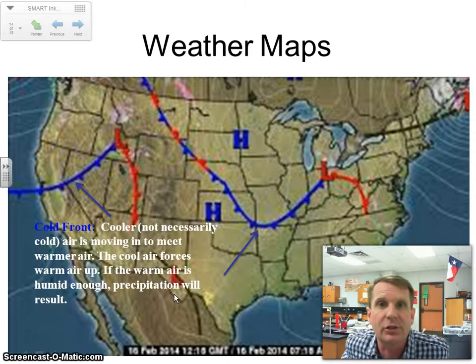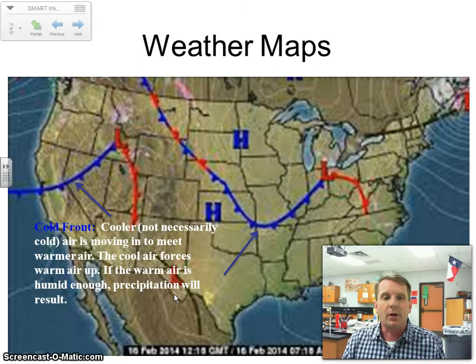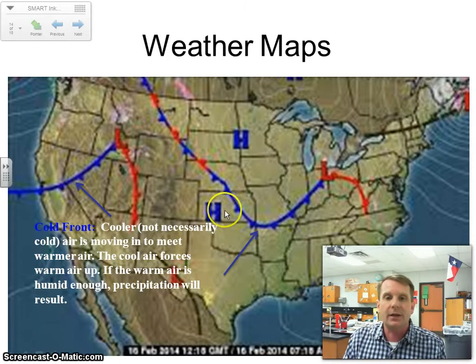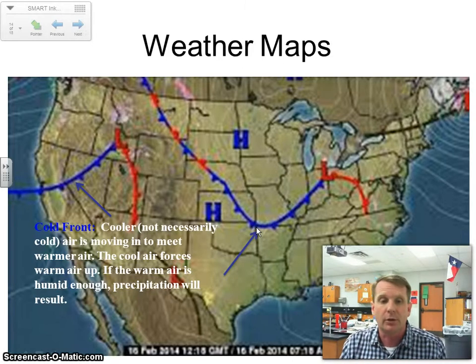Now, some other things that you'll notice on a weather map are different types of fronts. One of the common ones are cold fronts, and you can see some cold fronts here. They're typically in blue, and they have little itty-bitty triangles hanging off of them. The triangles actually point in the direction the front is moving. So we have a cold front right here. That tells us, out here in Arkansas, they're about to get some cooler weather coming in. Not necessarily cold, but cooler.